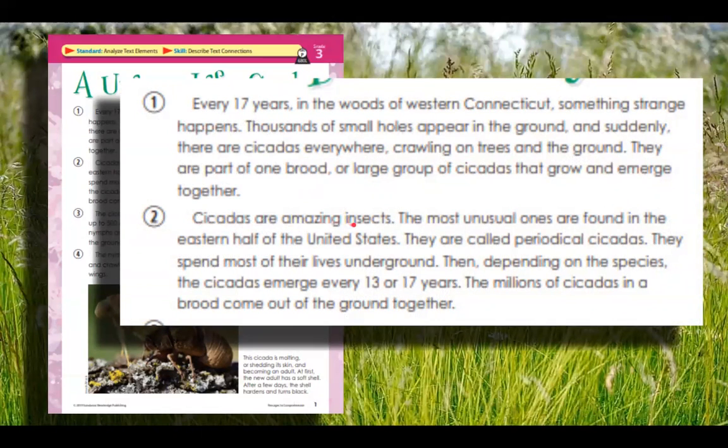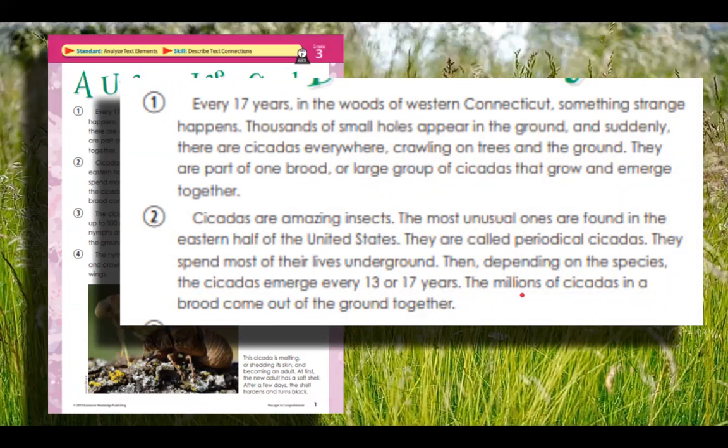Cicadas are amazing insects. The most usual ones are found in the eastern half of the United States. They are called periodical cicadas. They spend most of their lives underground. Then, depending on the species, the cicadas emerge every 13 or 17 years. The millions of cicadas in a brood come out of the ground together. Whew, that's a lot of big words, isn't it, kids?